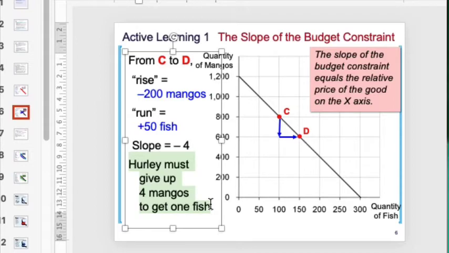Okay, how many mangoes must be given up to get an extra quantity of fish. Remember that you're talking about how much of the y-axis you're giving up to get an extra x, because if you recall the formula of the slope, y comes on top, y2 minus y1 over x2 minus x1. So we're saying, to get 1 additional fish, how many mangoes must I give up? And this is called the relative price.